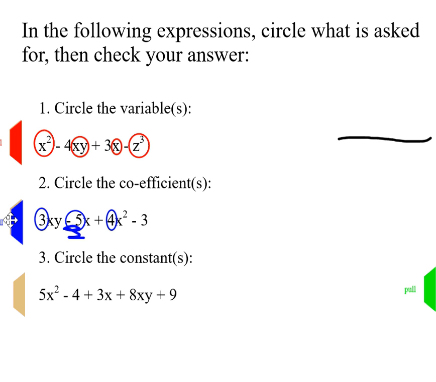And then the last one, what are the constants? Remember, a constant is a term that has no letter attached to it. And again, you include the sign. So in this case, if we pull that across, our constants are negative 4, be careful, and 9. Okay, so that's just a little bit of review.